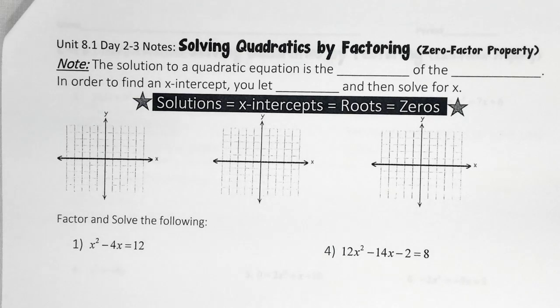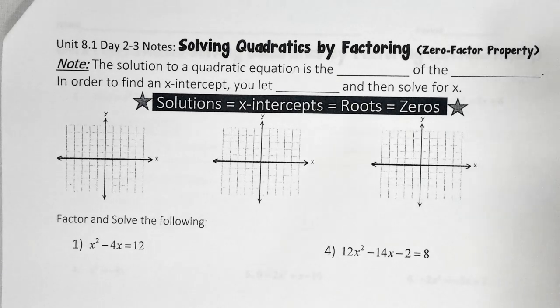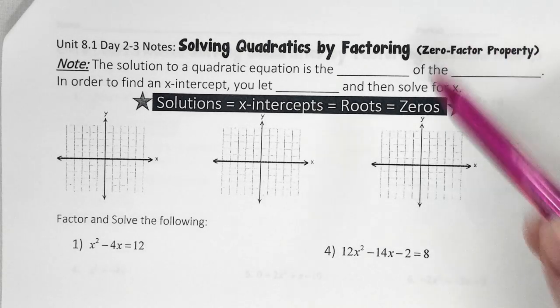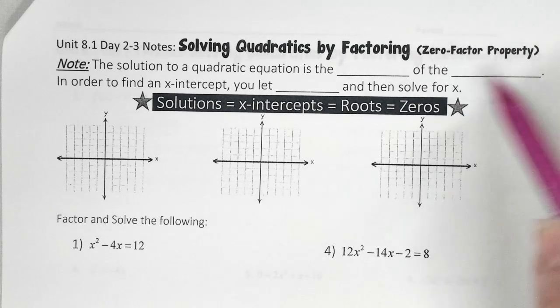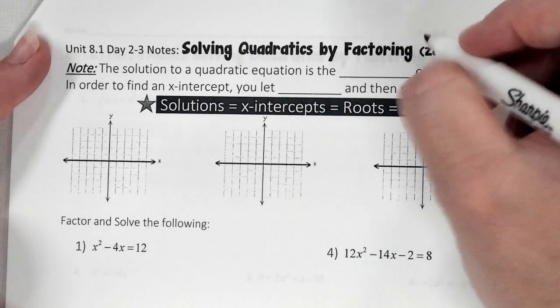Okay, so today we are still factoring, except we're solving quadratics by factoring. We call this the zero factor property, which I'm going to explain in more detail here in a second, but just know that that is important for you to know. Okay, the zero factor property.